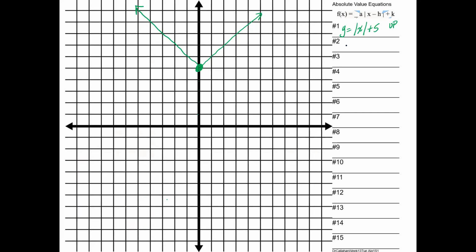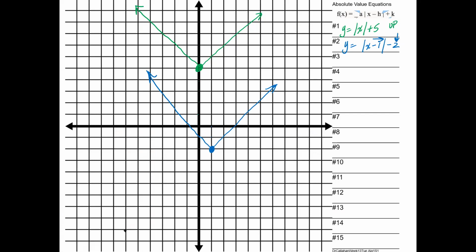Second color. Okay, here we go. y equals absolute value of x minus 1, minus 2. So what you're going to do is go down 2 steps and over to the right 1 step. Go over to the right one, down 2, put your dot right there, and draw a V shape. Absolute value is always going to be in the shape of a V.